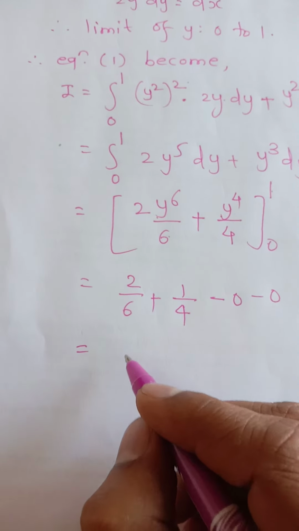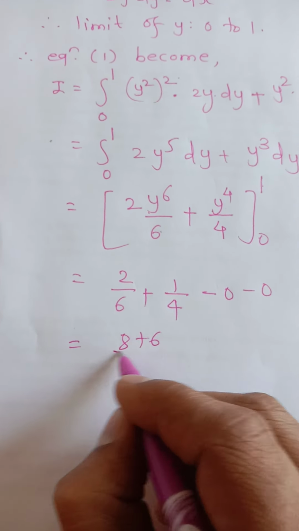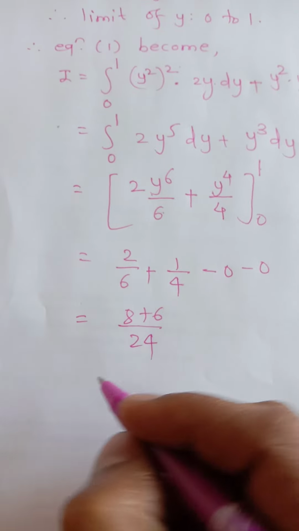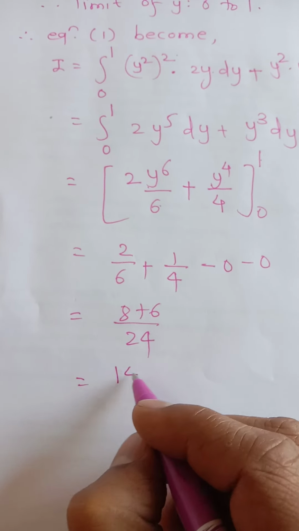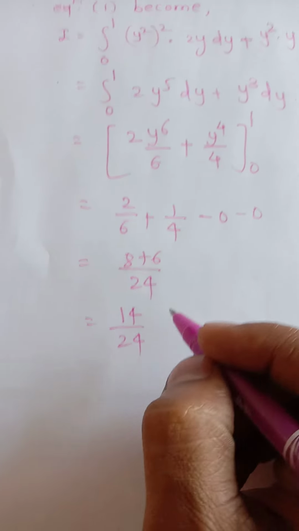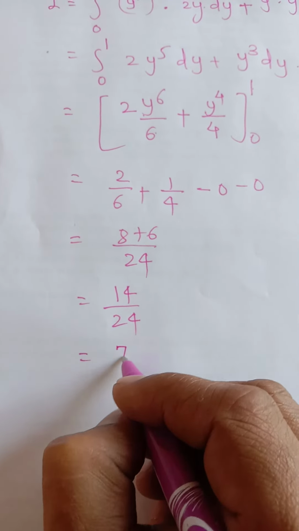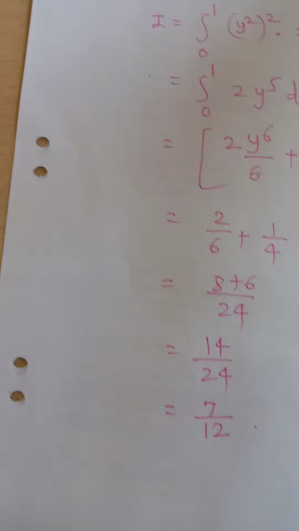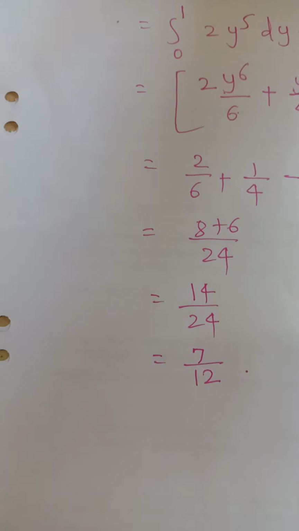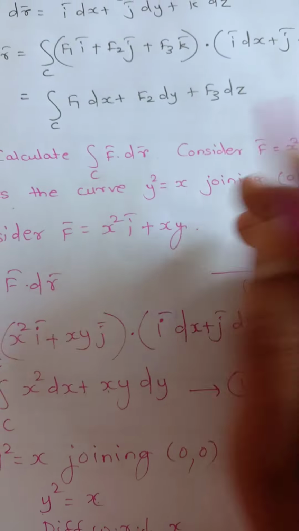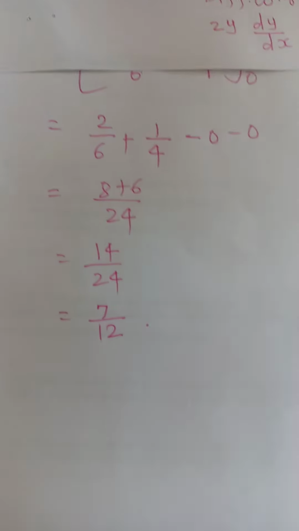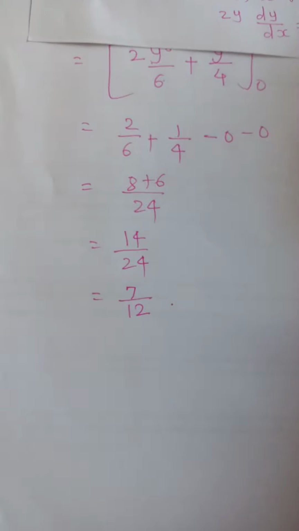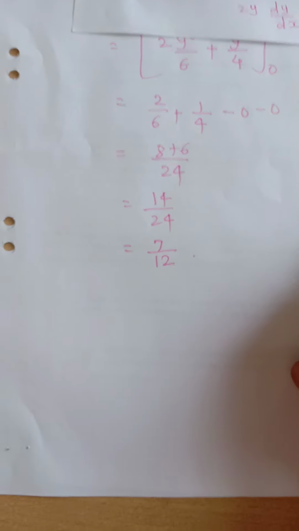So simplify this: 2 fours are 8 plus 6 upon 24. So that is equal to 14 upon 24. The simplest form is 7 upon 12. So the value of this integration over C of f bar dot dr bar is equal to 7 upon 12.